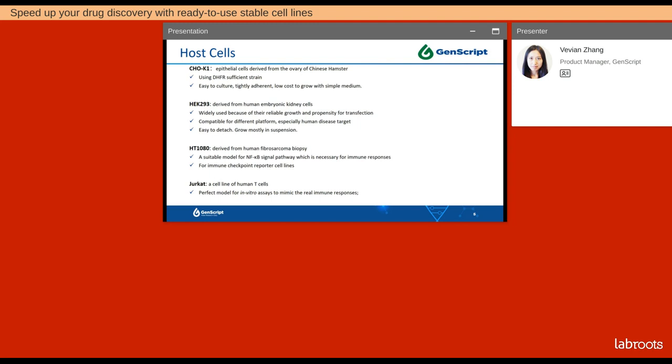HT1080 is another option we provide. They are derived from the human fibrosarcoma biopsy. This cell is a suitable model for NF-kappa B signaling pathway, which is necessary for immune responses. Therefore, we chose this cell line for generating our immune checkpoint reporter cell lines. Jurkat is also our option. This cell is a cell line of human T cells. Therefore, they're the perfect model for in vitro assays to mimic the real immune responses.